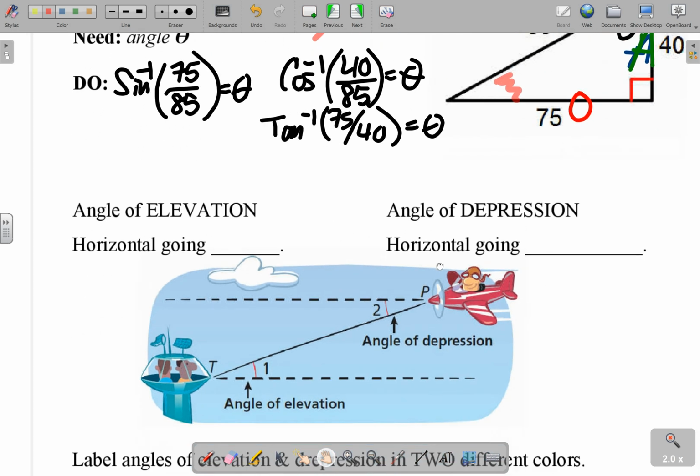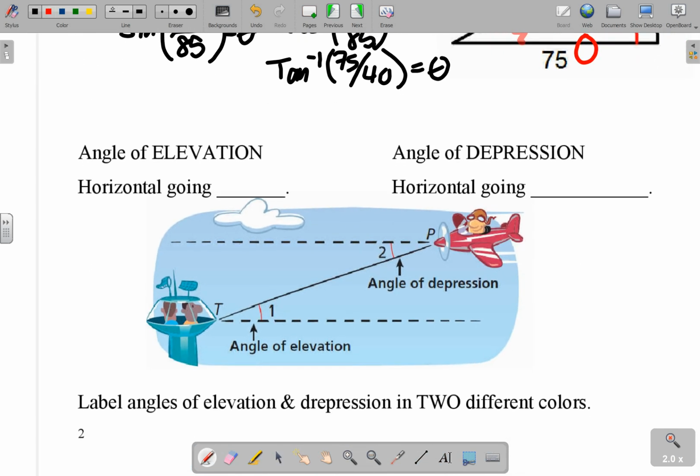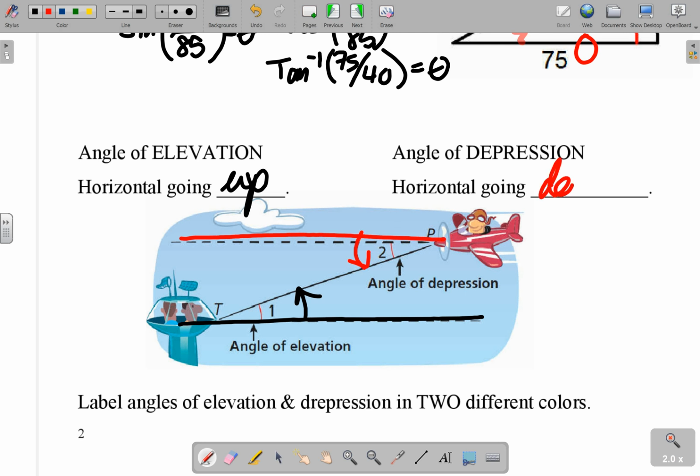Now, there are a couple of important vocabulary words before we go on. That's called the angle of elevation and the angle of depression. The angle of elevation starts at a horizontal and goes up. The angle of depression is always going to start at a horizontal and goes down.